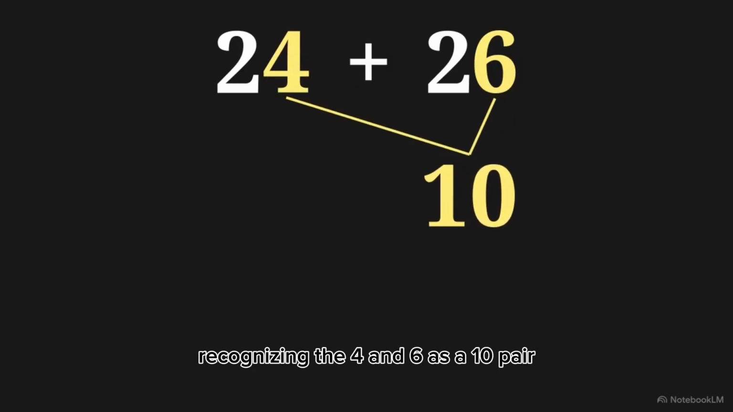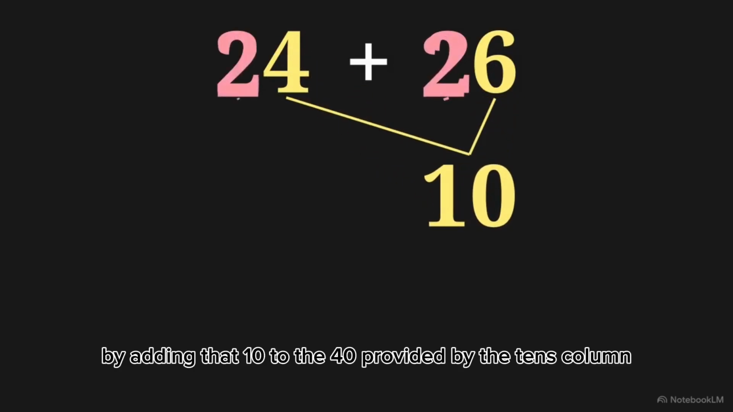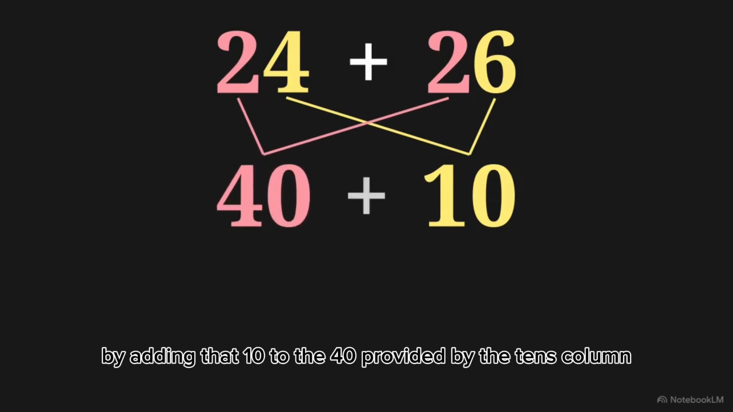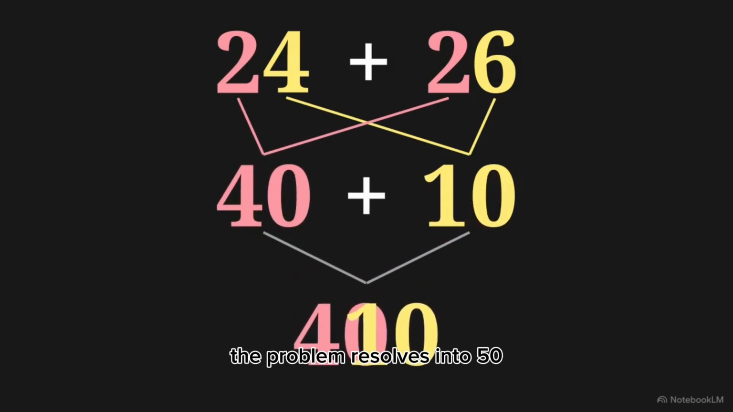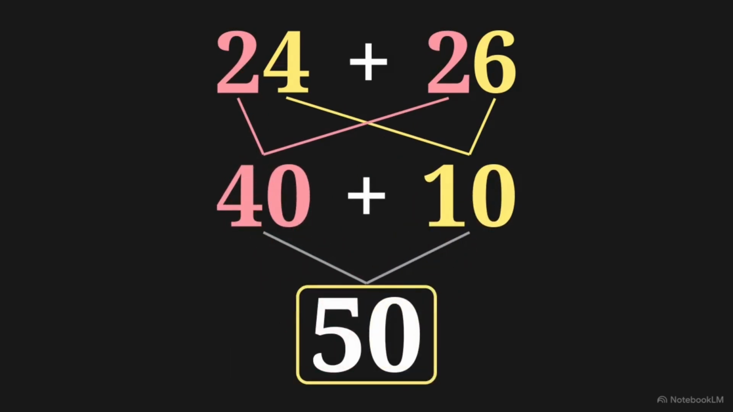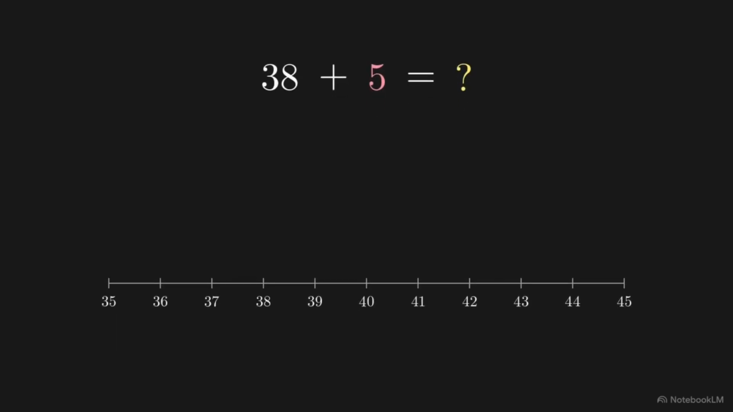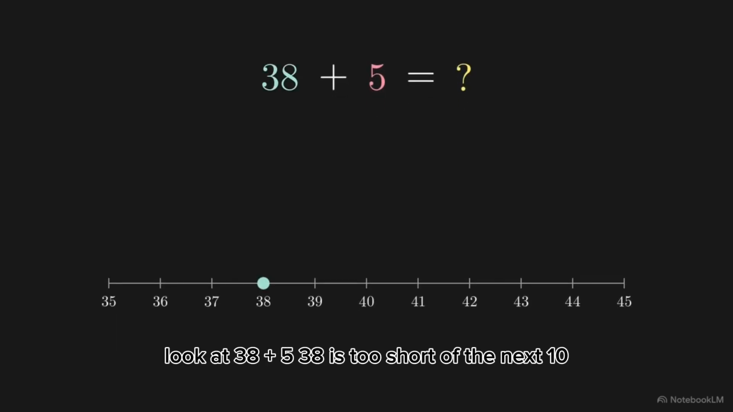Recognizing the 4 and 6 as a 10 pair simplifies the math. By adding the 10 to the 40 provided by the tens column, the problem resolves into 50 without need to carry any numbers. When numbers don't perfectly align, break them apart to create a 10.